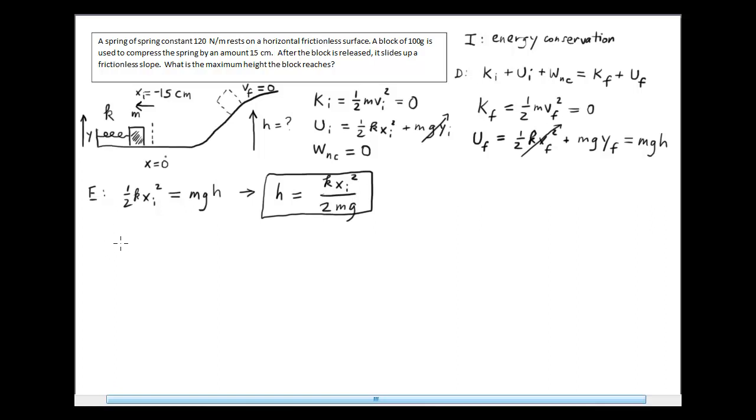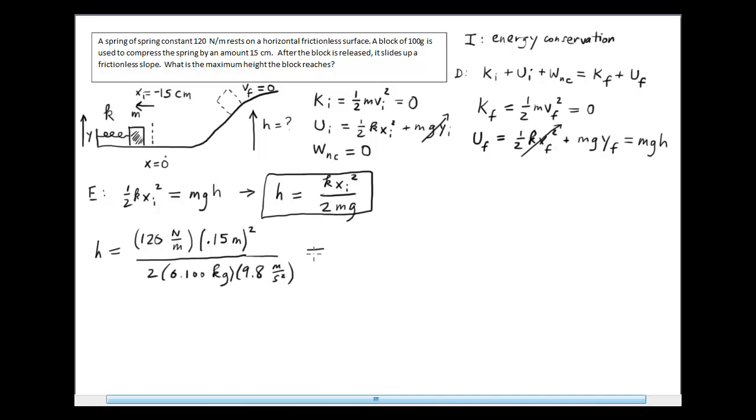Okay, so to evaluate with numbers, h then is, k is 120 newtons per meter. And this is what I mean about plugging in the units when you do the calculations. This is very important. X initial, 15 centimeters. Well, I want to convert that to meters. So I'm going to make it 0.15 meters, and that gets squared. And we divide now by 2 times the mass. The mass is 100 grams, and so that means 0.100 kilograms. I've converted it to kilograms because I know that's the standard mass unit. And then simply g, 9.8 meters per second squared.